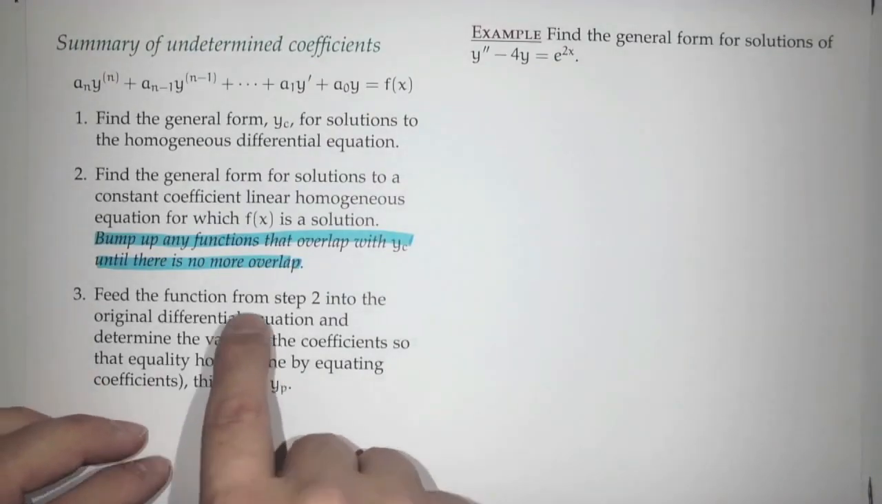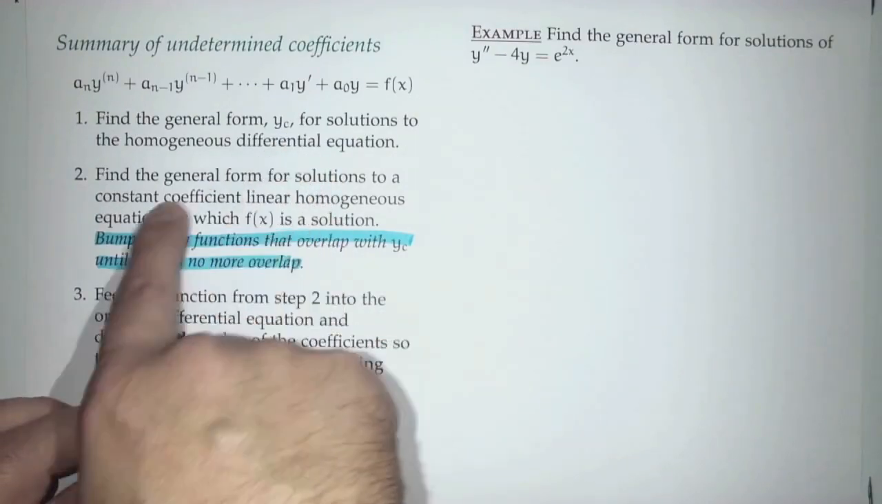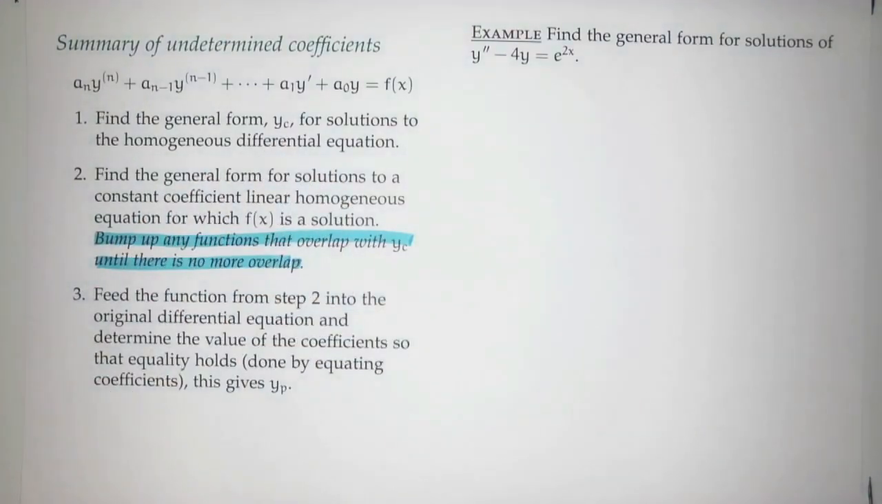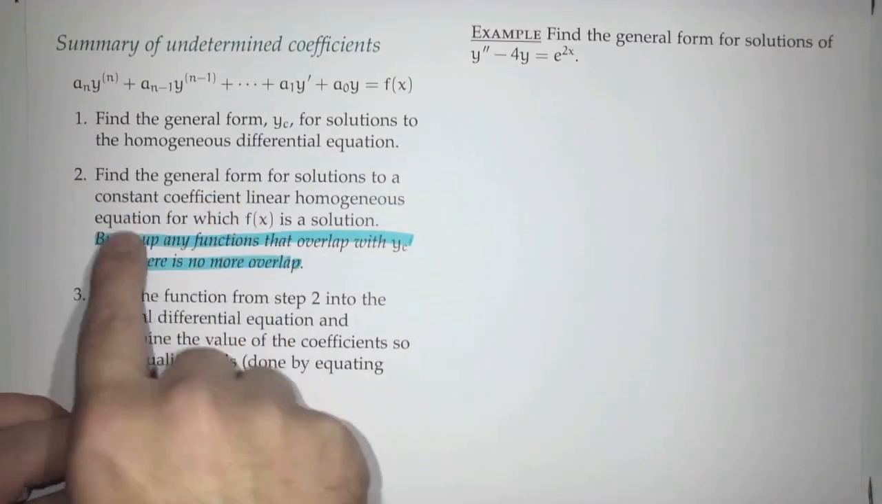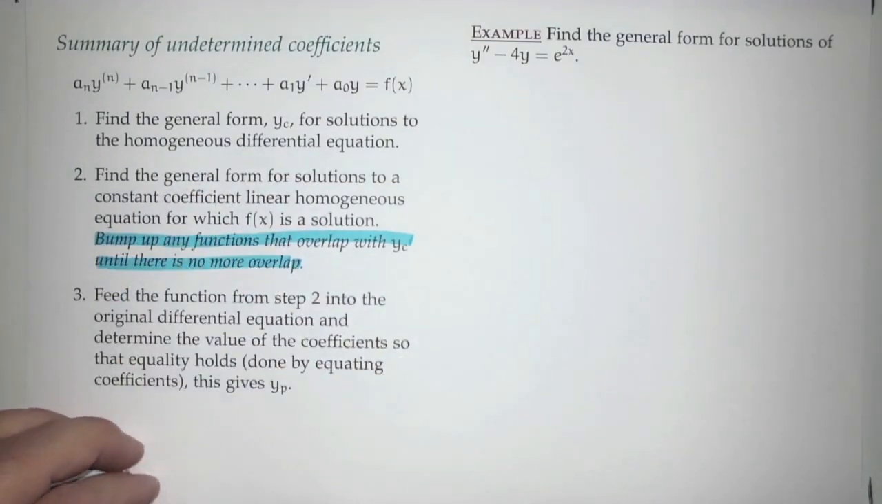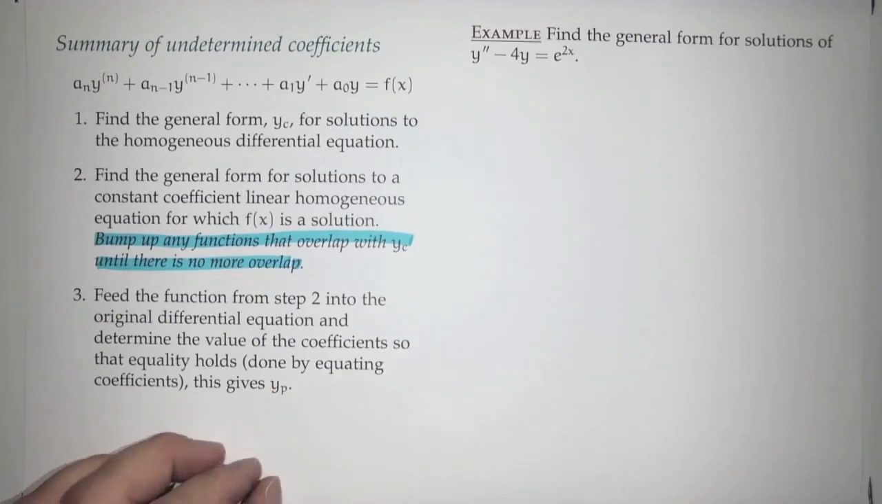Okay, so we now have the form. We say, after step 2, we know what our answer looks like up to, we don't know those coefficients. They're undetermined. So that's what step 3 says. Let's find those coefficients. So we feed the answer from step 2 into our differential equation, and then we look at the coefficients and say, okay, how do we choose our constants so that our coefficients will match on both sides? And that helps us to finally find our particular solution. Okay, so that's the idea.